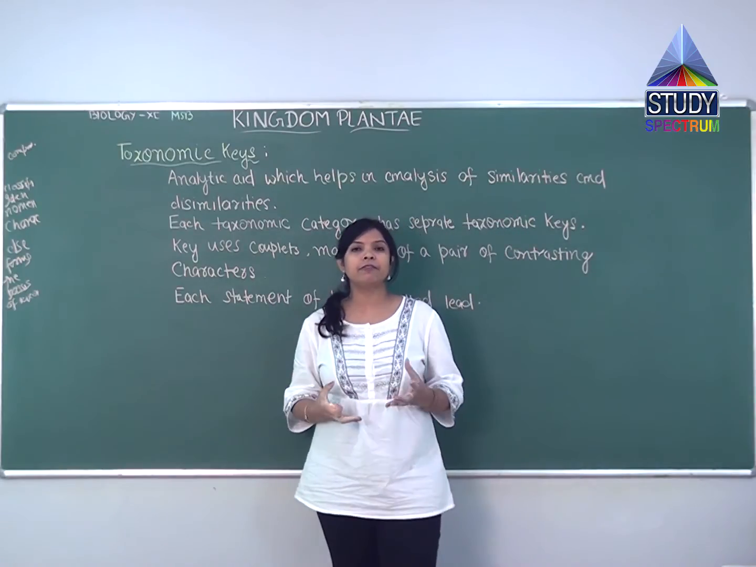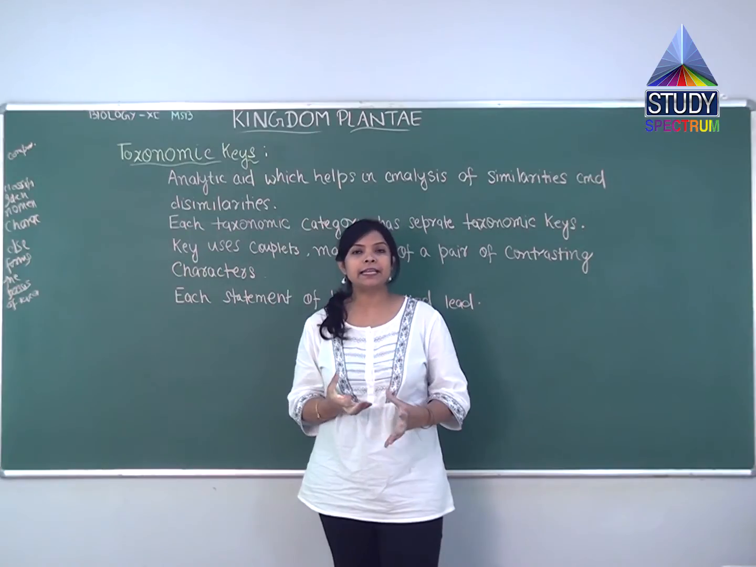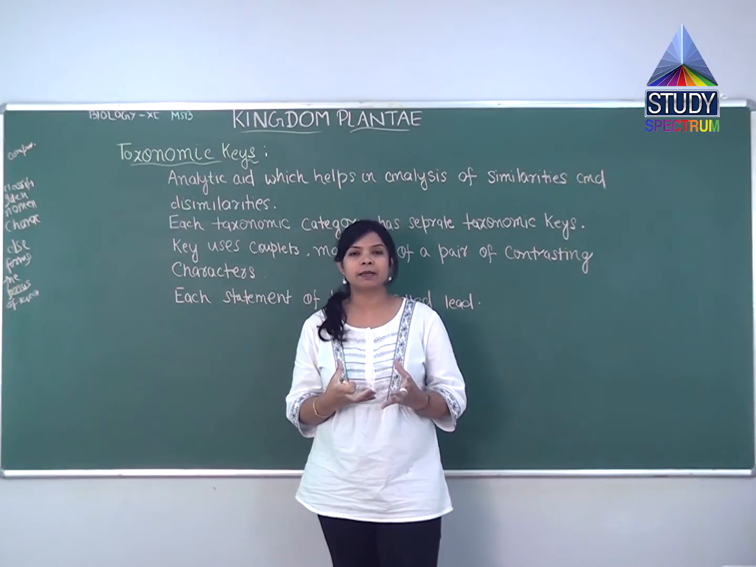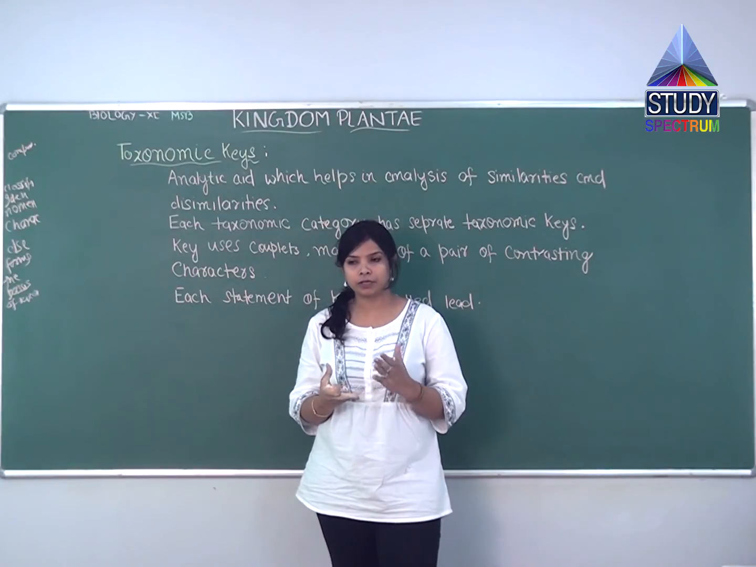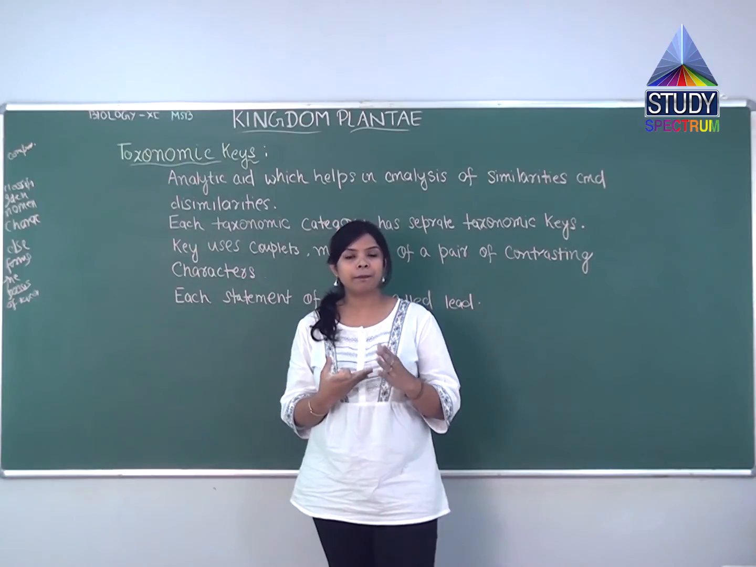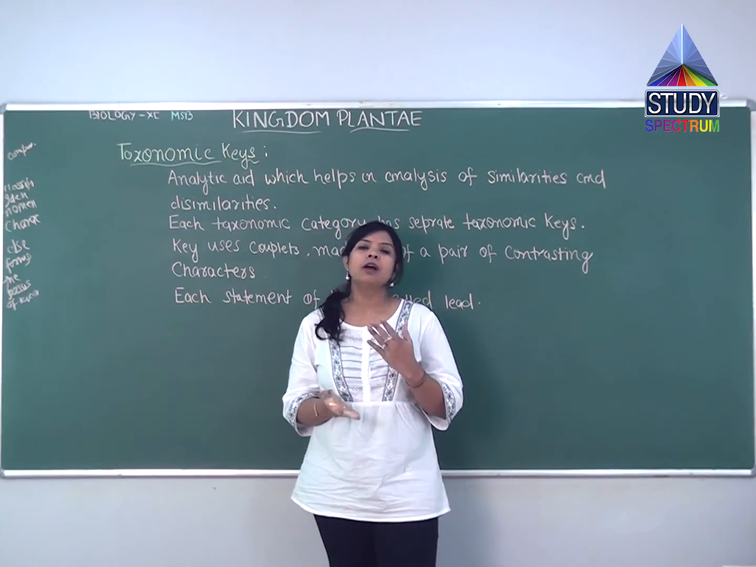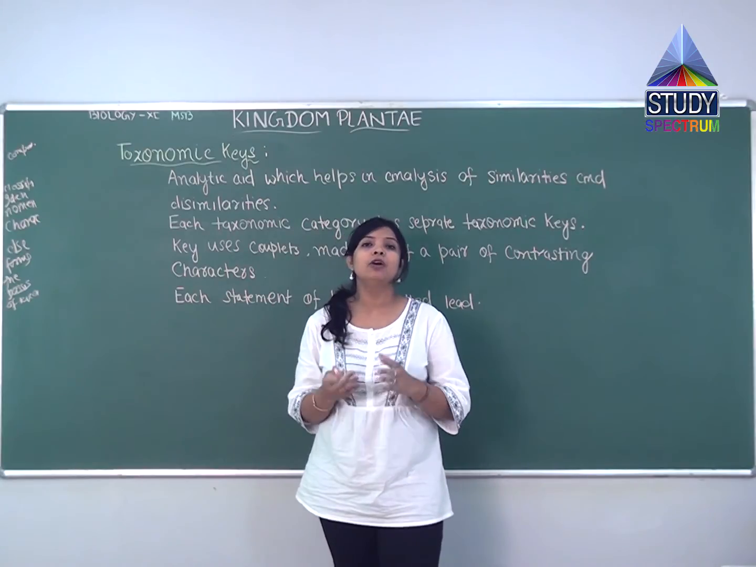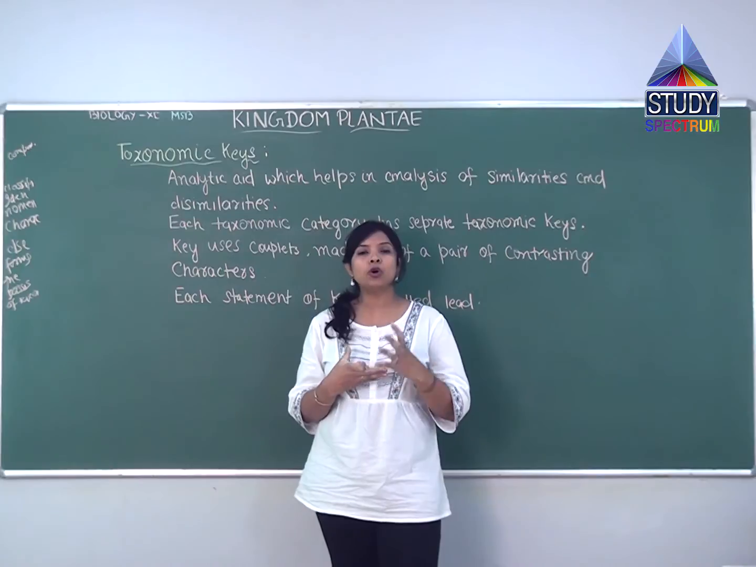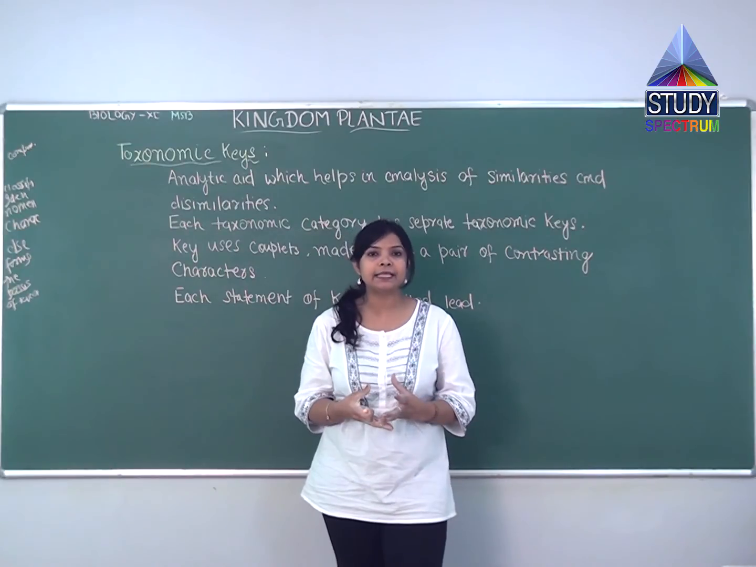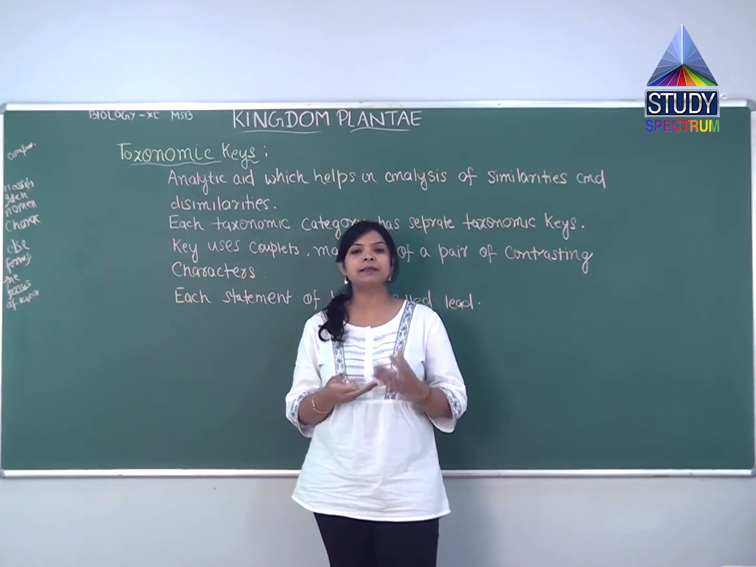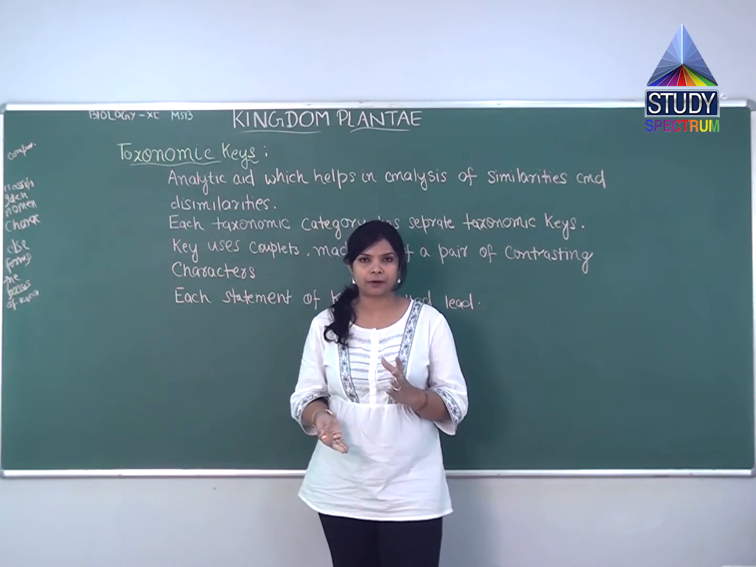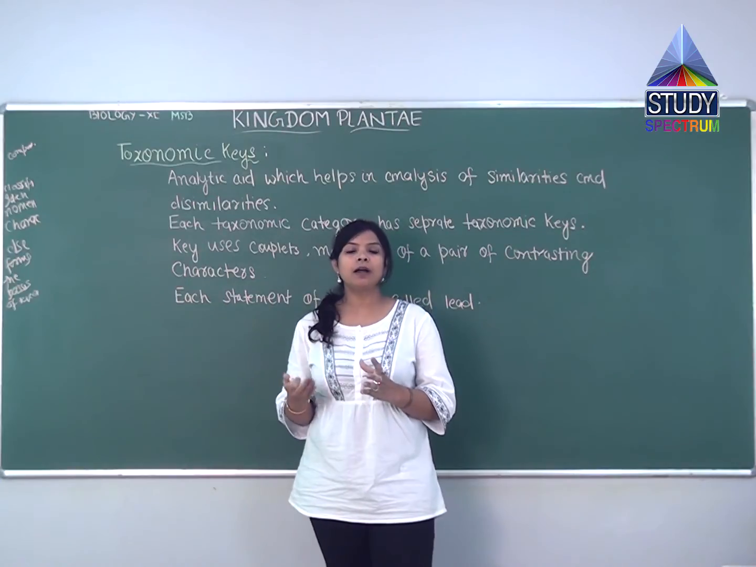If I talk about taxonomic keys, it is an analytic aid. So what is its role? Suppose you have to know about a particular kind of animal or plant, and in which order, family or genus you have to keep it. Firstly, we find out what similarities and dissimilarities they have. According to that only, we classify the particular kind of plant or animal.